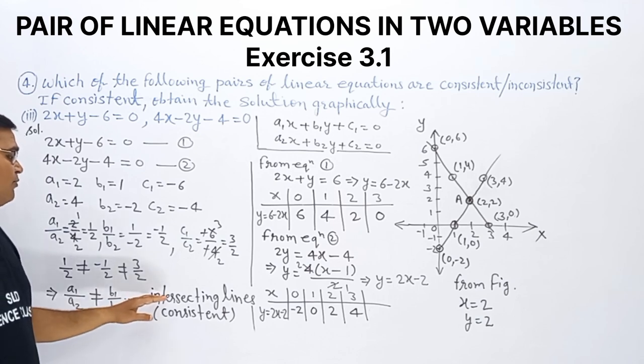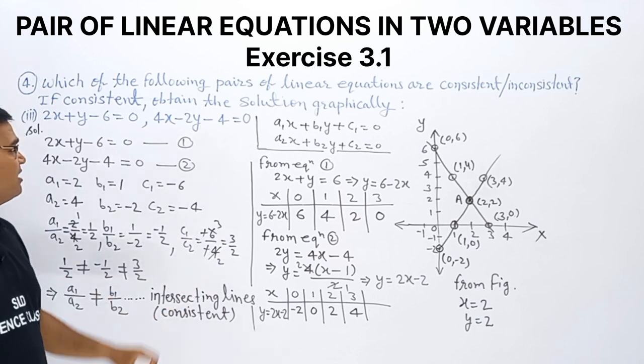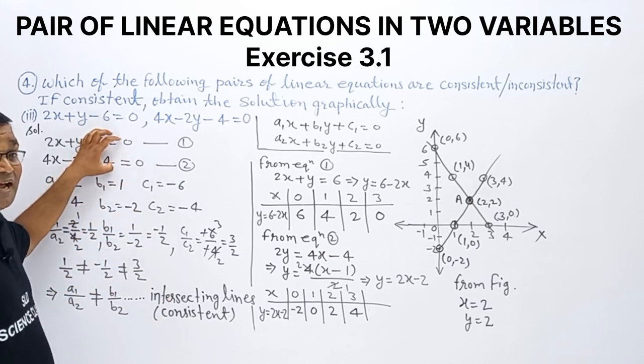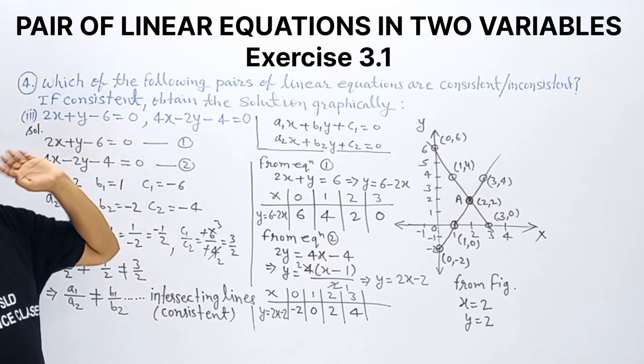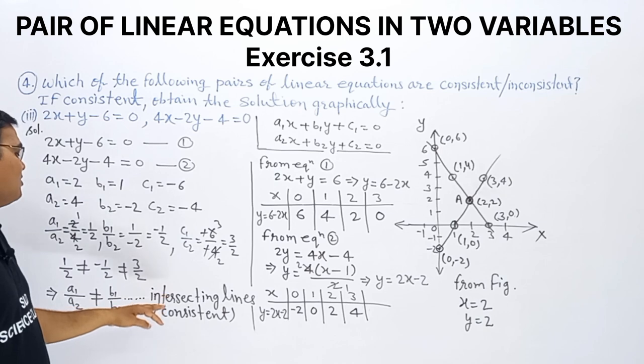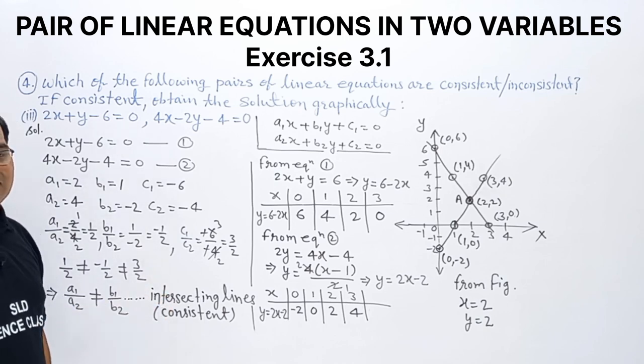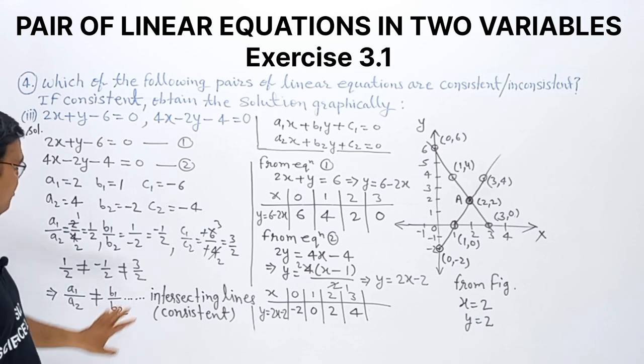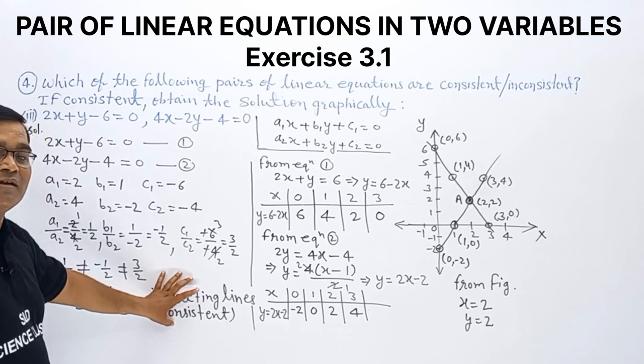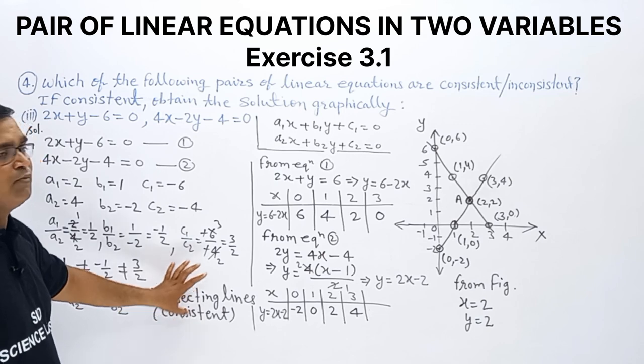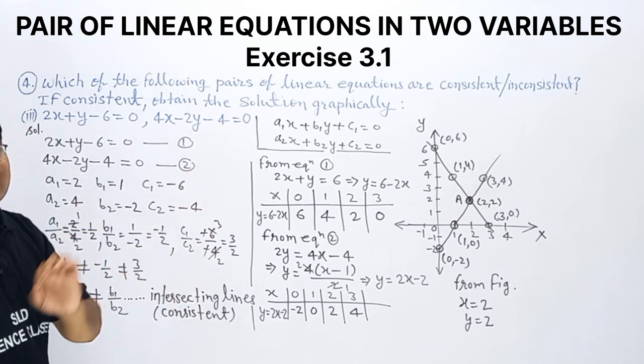It means we will get intersecting lines. These lines will intersect at a point, and intersecting means the system is consistent. This pair of linear equations in two variables is consistent. We already understand we will get intersecting lines, but we want the values where these lines intersect.